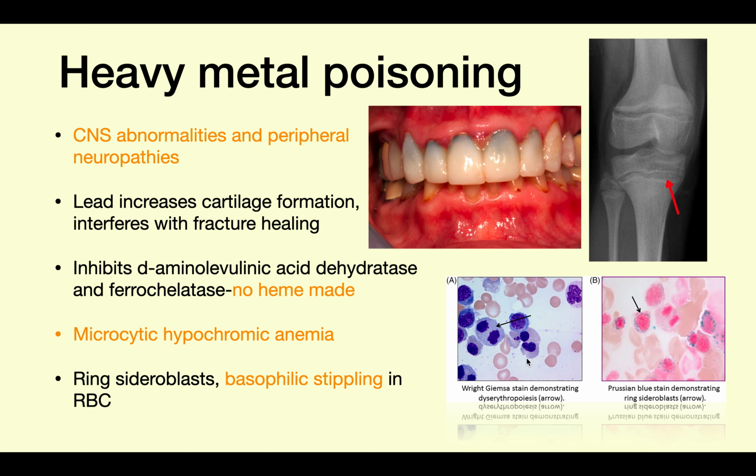And we can see it in both the Giemsa stain and the Prussian blue stain. So here the cells are going to result in the basophilic stippling in the red blood cells. You can see it a lot better with the Giemsa staining. And in the Prussian blue, you're going to see a ring formation. So that's called the ring sideroblast.